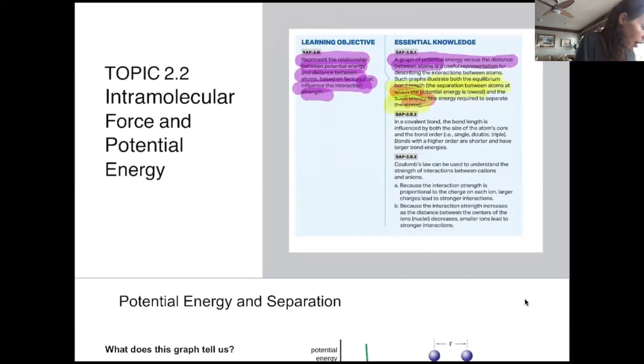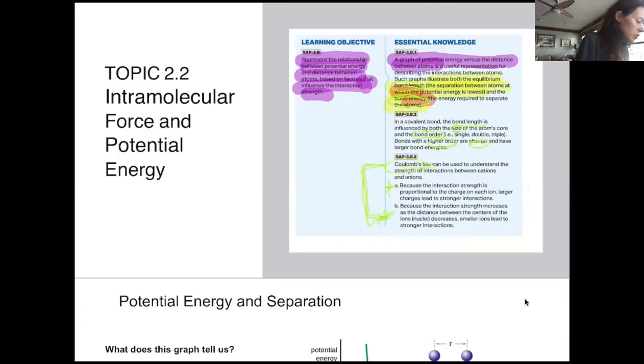We'll see that the bond length is influenced by several things: the size of the atom, and the bond order within which the atom is covalently bonded to another. Higher orders are shorter, and we'll get into that. And then we'll look a little bit at something I've already bled into, ionic compounds and Coulomb's law.